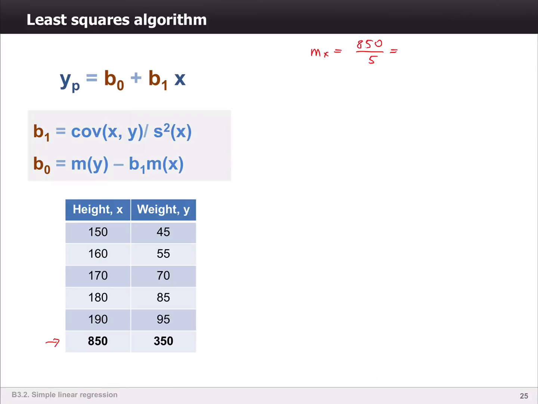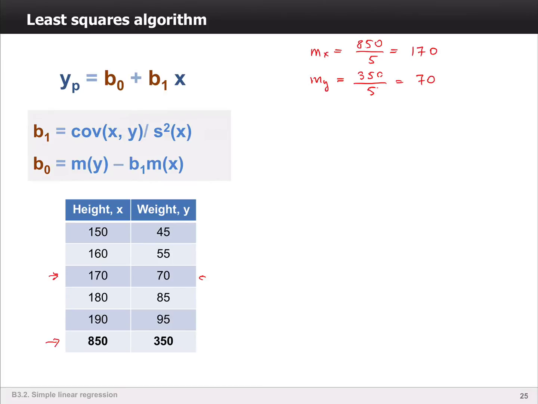Which is a simple case, because you have 5 points, so the 170 will apparently be the average, right? So 170, okay. The average for y, again, you have 350 divided by 5, or you just take the middle point. I made this data in a way so you can do the calculations easily. So it's just 70, okay.